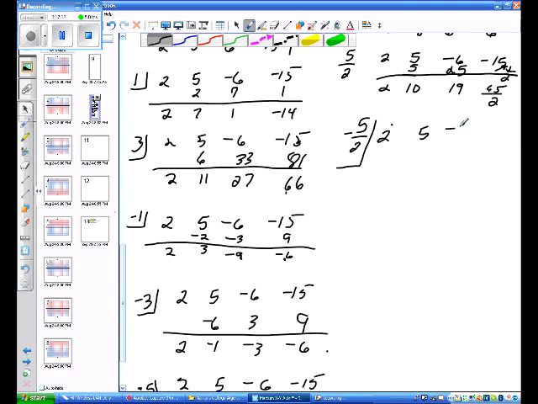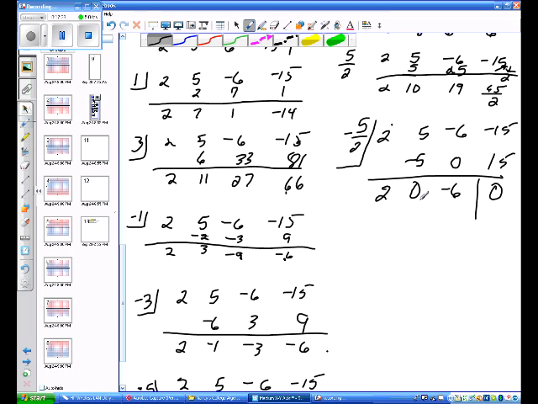So let's try the -5/2. And so we're using that with 2, 5, -6, and -15. Okay, half of 2 is 1 times -5 is -5. That gives me 0. So this would be 0. Half of 6 is -3 times -5 is +15. So that gives me 0. So -5/2 is also a solution.